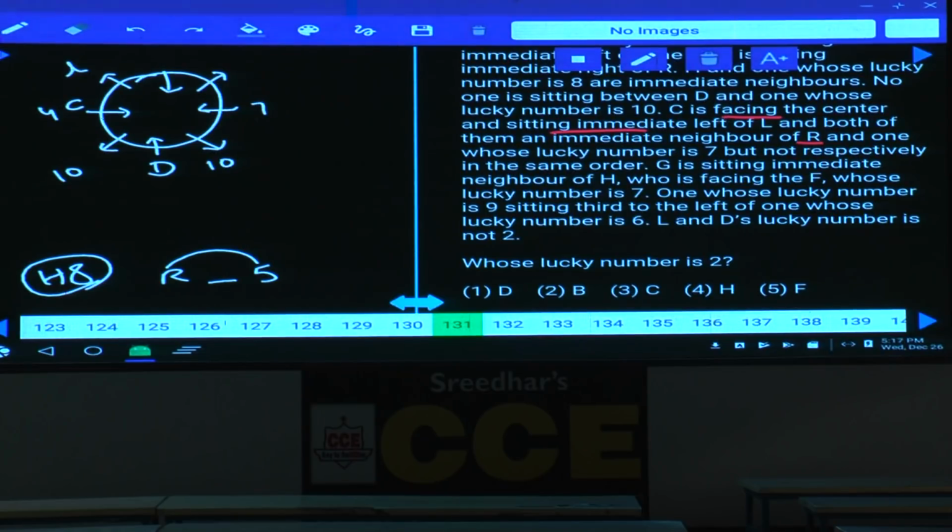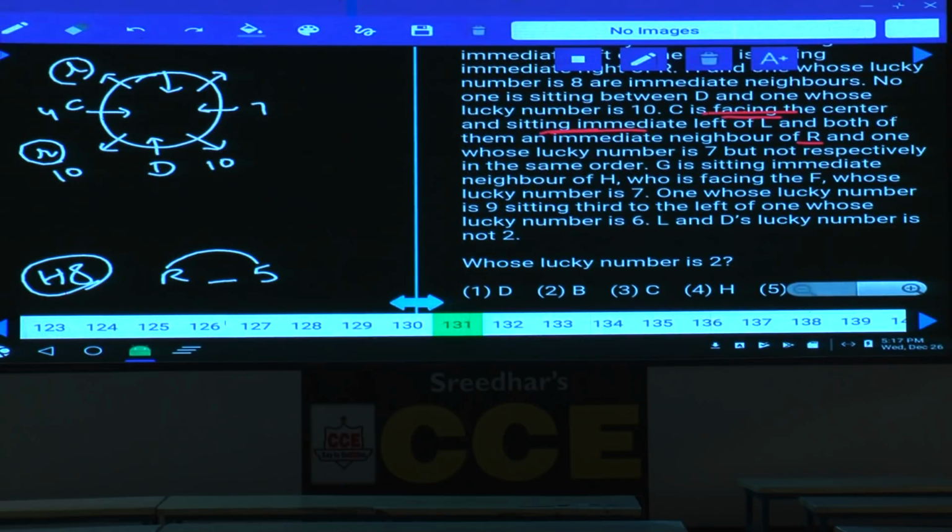Now, sir, here the information is both of these are adjacent to C, and they are adjacent to C. Then we can fix this C as well. Now, C, L and R. L and R can be at this place, isn't it? R, C and L must be together. Now, we have changed this information.